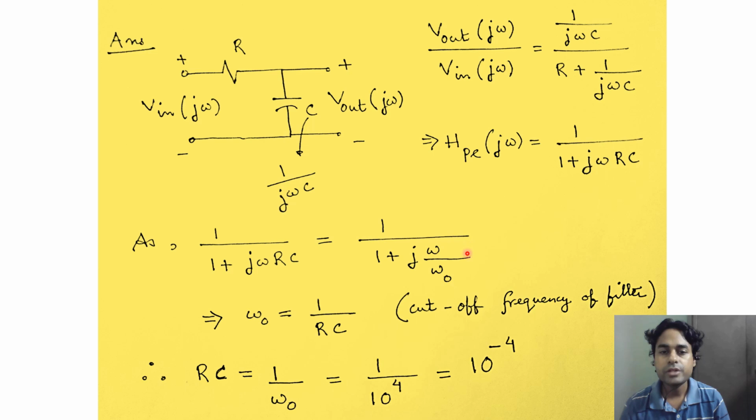Now in the question it is mentioned that the transfer function is equal to 1 by (1 plus jω by ω₀), and therefore if we match these two equations, it is easy to see that ω₀ is equal to 1 by RC. Note that this ω₀ is actually the cutoff frequency of the filter, and RC is called the time constant of the filter. So RC is equal to 1 by ω₀, and ω₀ is 10^4 radians per second, and therefore RC should be equal to 10^-4 seconds.